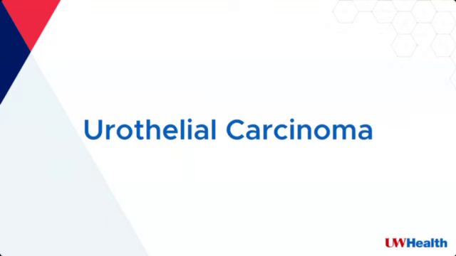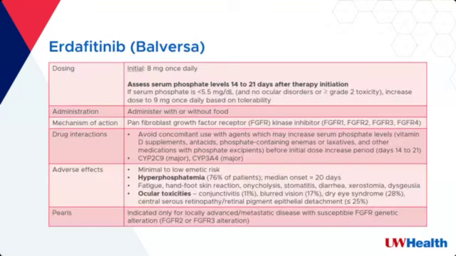Next, we'll talk about targeted agents in urothelial carcinoma. Our first agent is erdafitinib or Balversa. This is an inhibitor of FGFR. So this is specifically for patients who have FGFR2 and FGFR3 alterations.